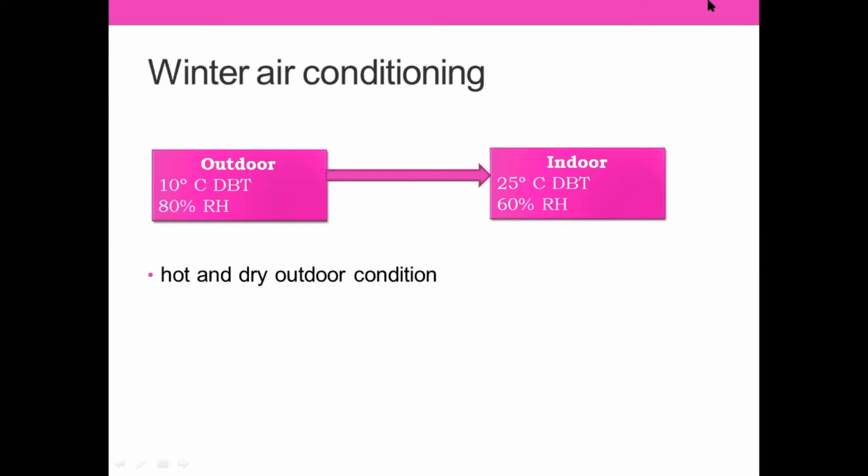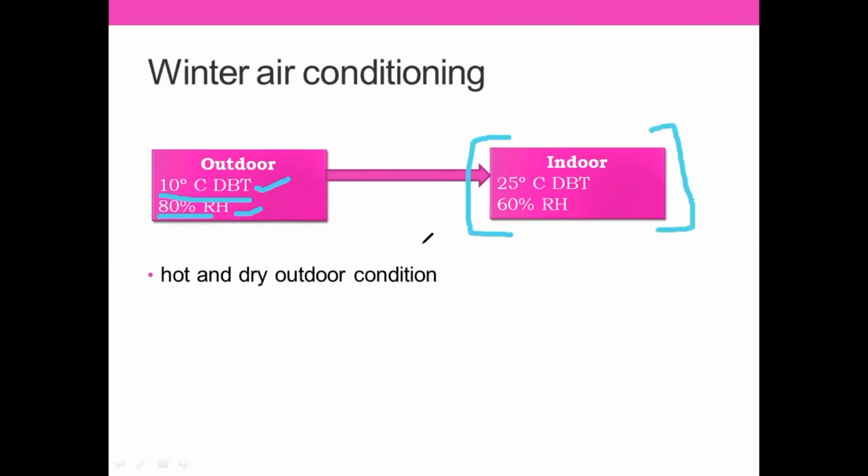In the winter air conditioning system, the outside temperature value will be 10 degrees Celsius. So it will be a very cold day, and the relative humidity will be 80 percent. Relative humidity very high, and at 10 degrees Celsius it will be very cold. Our thermal comfort condition is once again 25 degrees Celsius and 60% relative humidity.